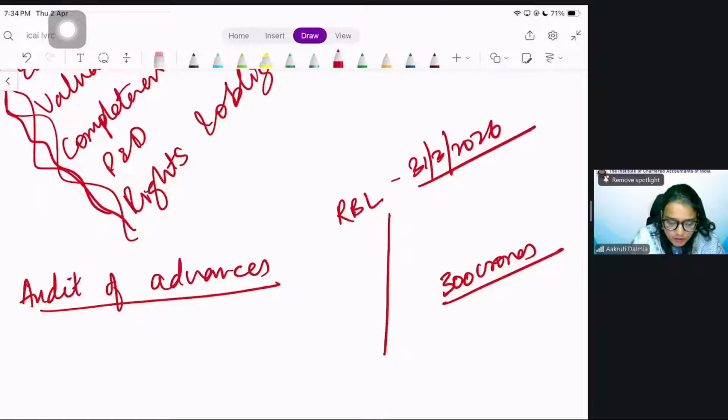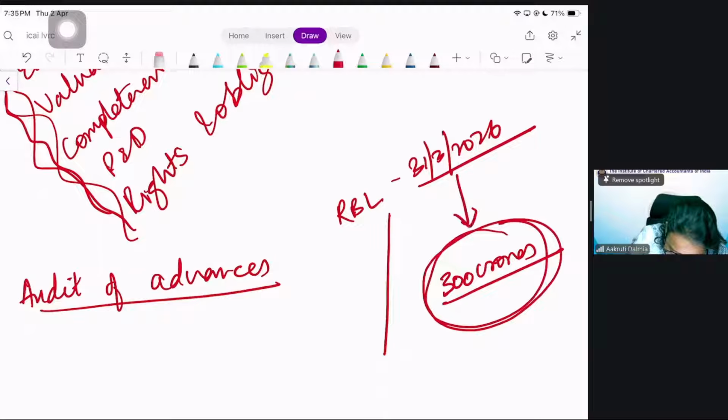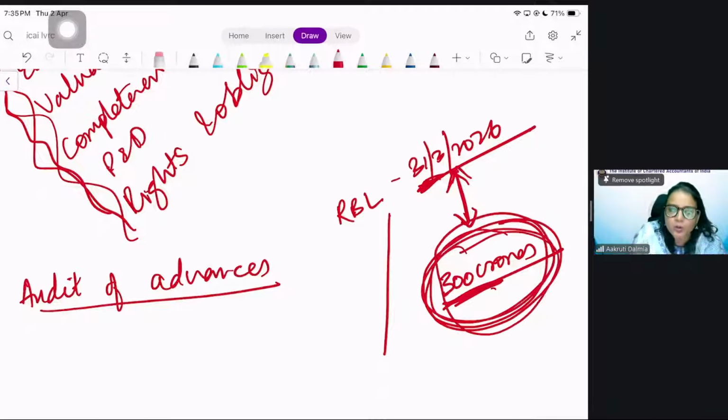I want the assertion that the amount included in the balance sheet is outstanding as on 31st March, not outstanding on 30th March or 20th March. If it is showing 300 crores, it should be outstanding on 31st March. Yes or no? First, did everyone understand this much? If you are writing 300 crores under the balance sheet of 31st March, the first assertion I need is that this 300 crores is actually outstanding as on 31st March only, not 20th March, not 21st March, not 30th March.